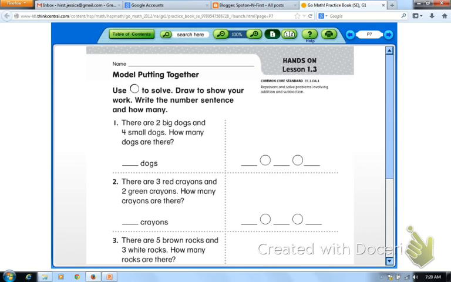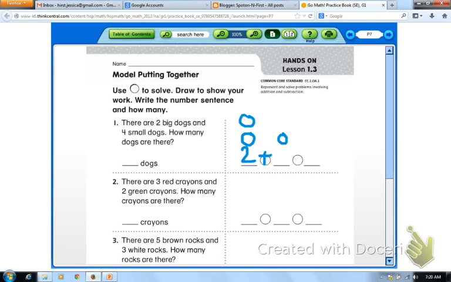First thing they need to do is be able to write there are 2 big dogs. So up above the first number, we're going to put 2 circles and the number 2. I want them to have the picture right by the number so that they can see that group. Then in the box, we're adding the 2 groups together. So they're going to use their plus sign. They've learned that word. Then we have 4 small dogs.